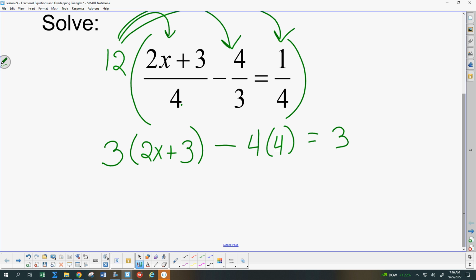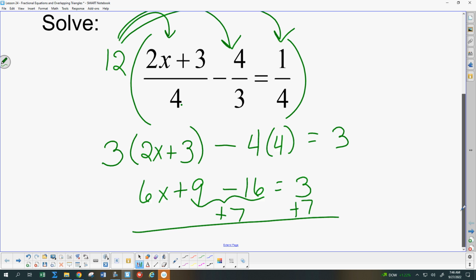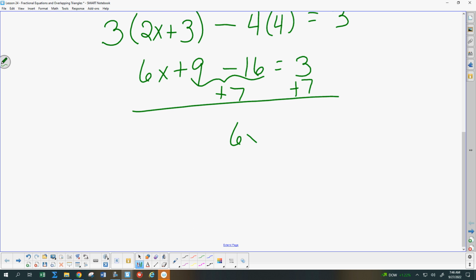So now, help me distribute this thing. Milo? And then we have the minus 16 equals 3. What is 9 minus 16, everyone? -7. So I have a -7 on the left, so I'm going to add 7 to get rid of it. Add 7 on the right. And I have 6x is 10. Divide both sides by 6. What is x? X would be 5/3.